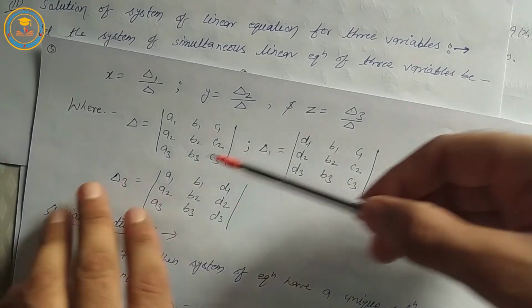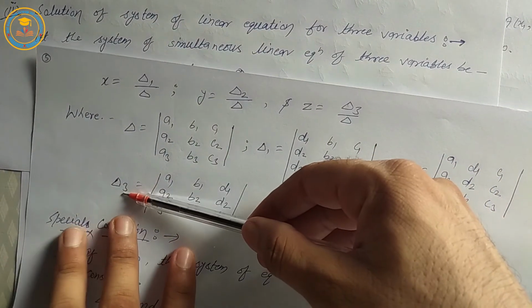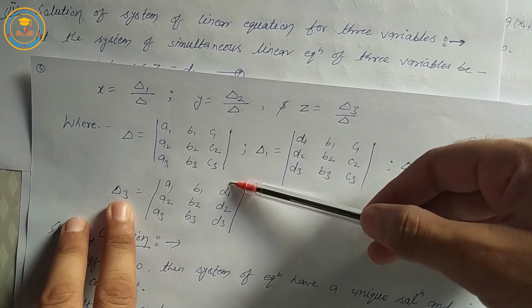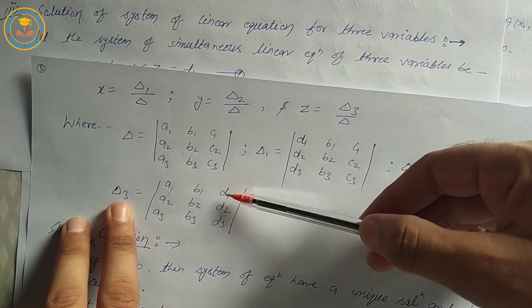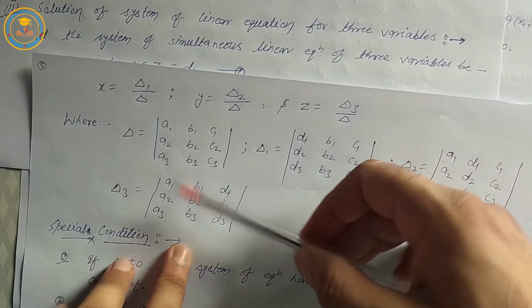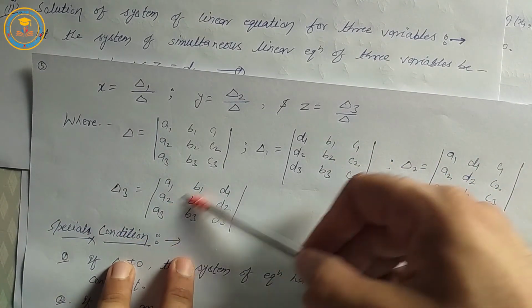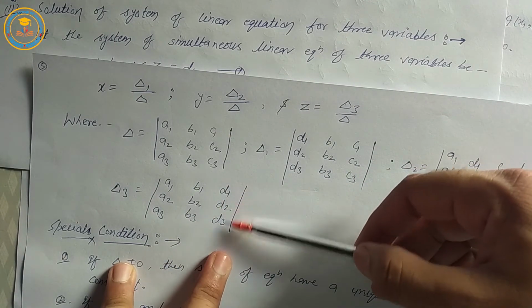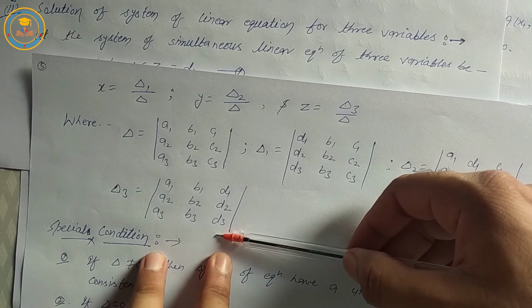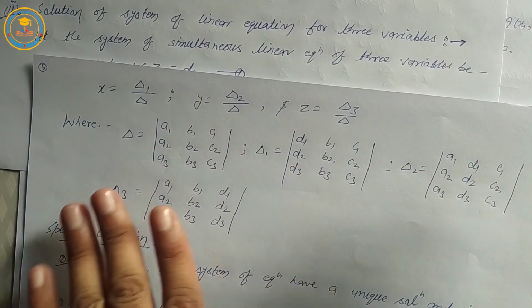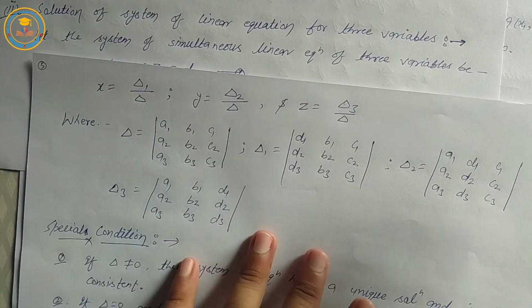Del 3 means the constant terms d1 d2 d3 in the third column, with the first column the coefficients of x a1 a2 a3 and the second column the coefficients of y b1 b2 b3. Okay, now the special conditions.